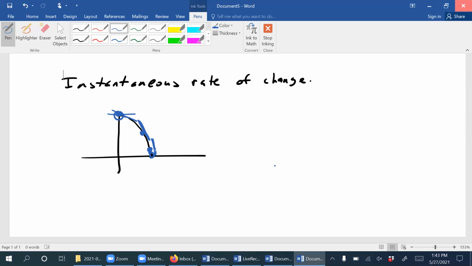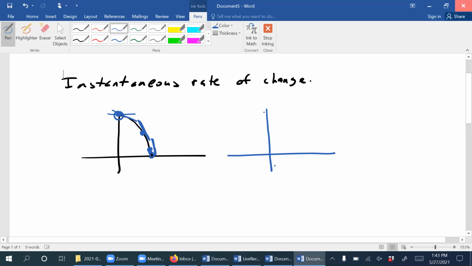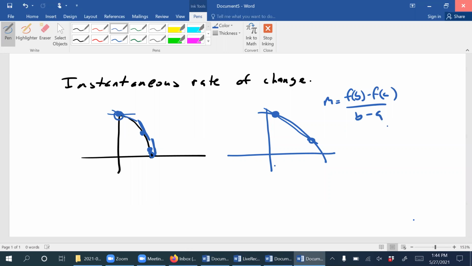Now let's talk about slope, like we saw before. If I want to find the slope between two points, you just take the two points, and then we use the equation m is equal to f of b minus f of a over b minus a. Are you guys okay with that idea of slope? But the problem with looking at two points is it makes this secant line, and this slope isn't really this slope. It's actually a combination of both those slopes.